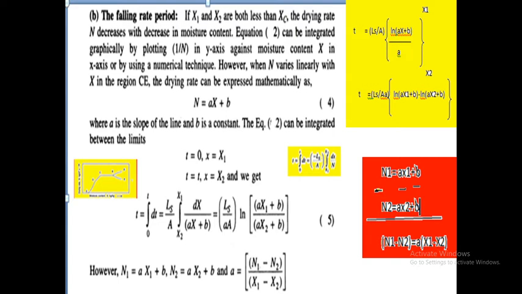So finally, substitute the limit and take small a outside: Ls by capital A into small a, ln of the upper limit ax1 plus b minus ln of ax2 plus b. Ln a minus ln b is ln of a by b. Finally we get small t is equal to Ls divided by small a into capital A, ln of ax1 plus b by ax2 plus b. This is the fifth expression. Are you clear or not?